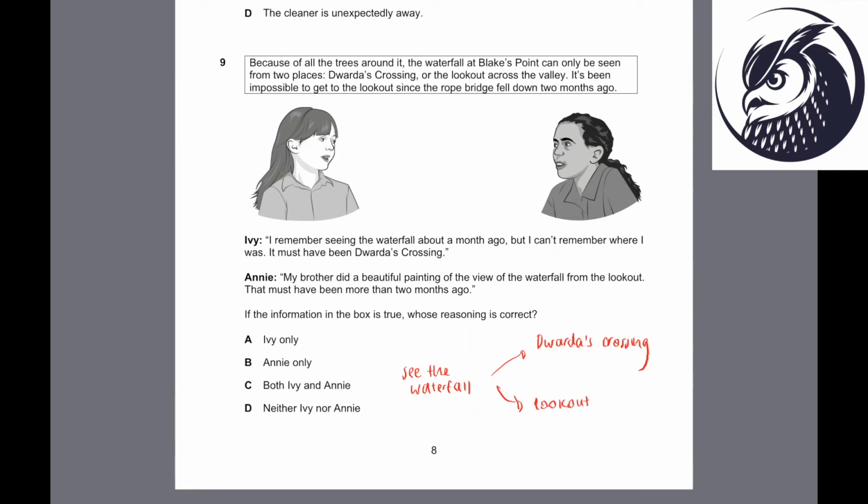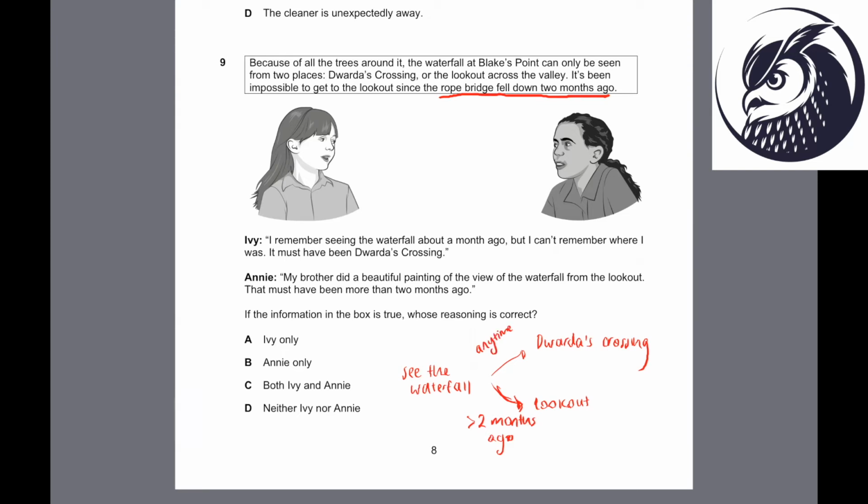Now, there's one condition. To view the waterfall from the lookout, you needed to have gone there 2 months ago, right? Because we know that the rope bridge fell down 2 months ago and no one's been able to get to the lookout since, right? So in order to view the waterfall from the lookout, there is a condition that you needed to have gone there at least 2 months ago. So that's just a greater than sign there. And then Dwada's Crossing, nothing's wrong with that. So you can see the waterfall from Dwada's Crossing anytime.